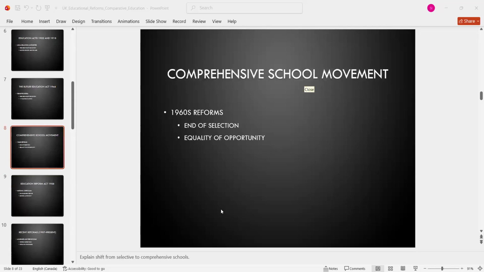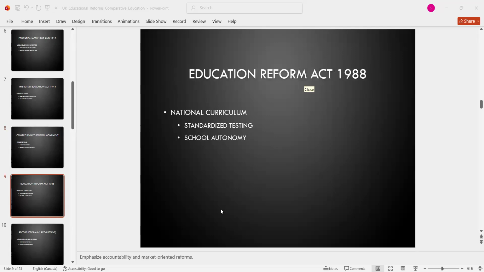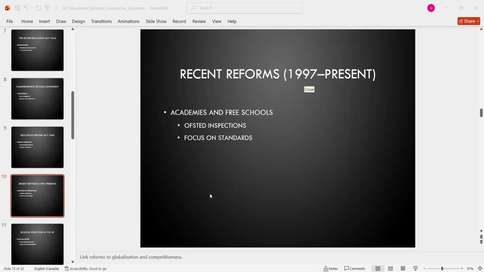So after 1960, another reform in 1988, right? In 1988, they started national curriculum, standardized testing, school autonomy. So the time duration is very close, but they are making so many changes in the education system. And recent reforms, 1997 and present. So now they have this education system: academies and free schools, Ofsted inspections, focus on standards.